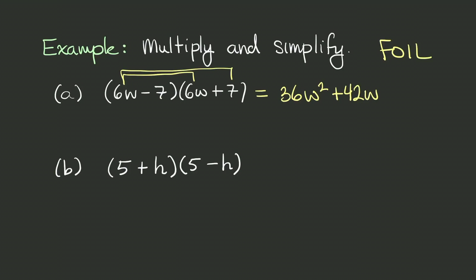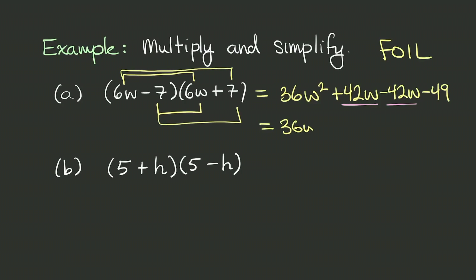Now we take the inner terms, negative 7 and 6w. That will give us negative 42w. And finally, we take negative 7 and positive 7, the last terms, and that will give us negative 49. Now we combine like terms. We'll take 42w minus 42w, and that will give us 0. So we'll just be left with 36w squared minus 49.